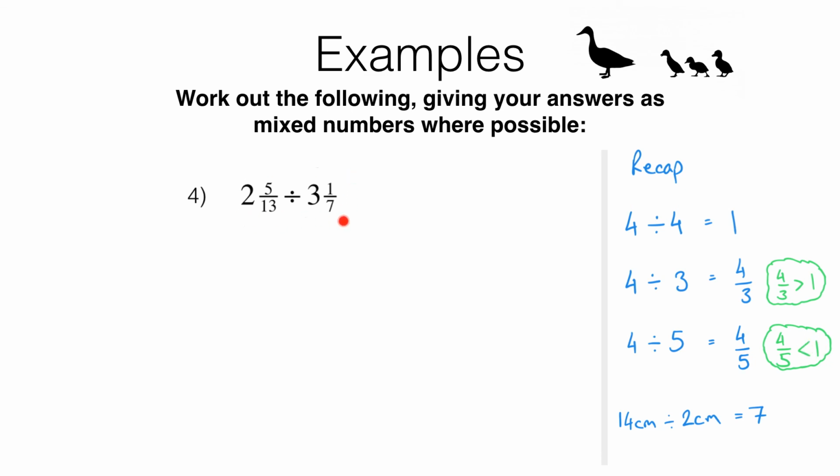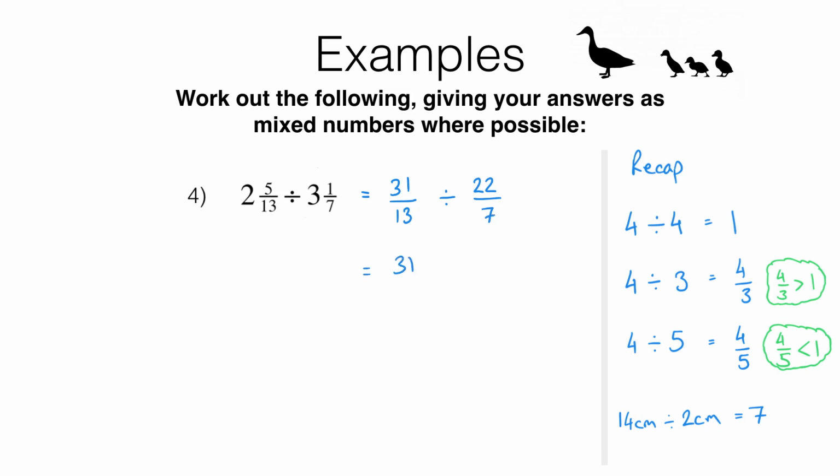Coming back to the question then, something that's different about this from the previous examples you've seen is that this is given to you using mixed numbers. Now, with something like this, I would first turn both of these into improper fractions. 2 and 5/13 is actually going to be 31/13. And then I'm going to divide that by 3 and 1/7, and 3 and 1/7 is 22/7. Now I can carry on.